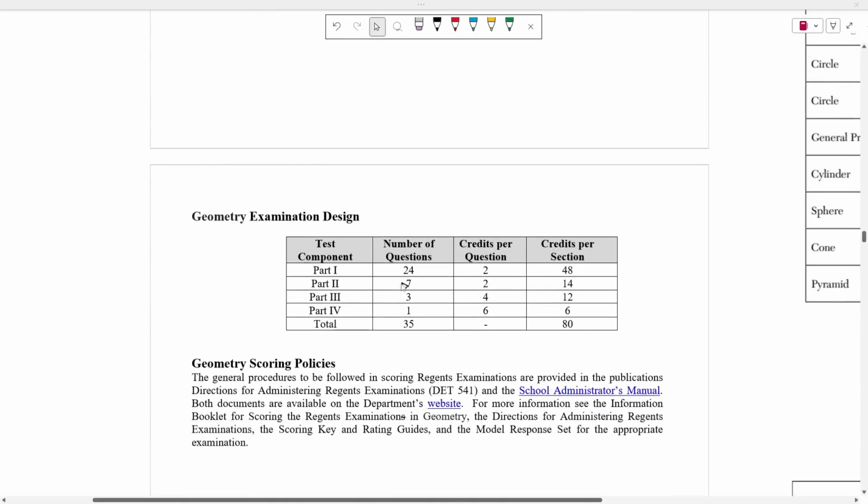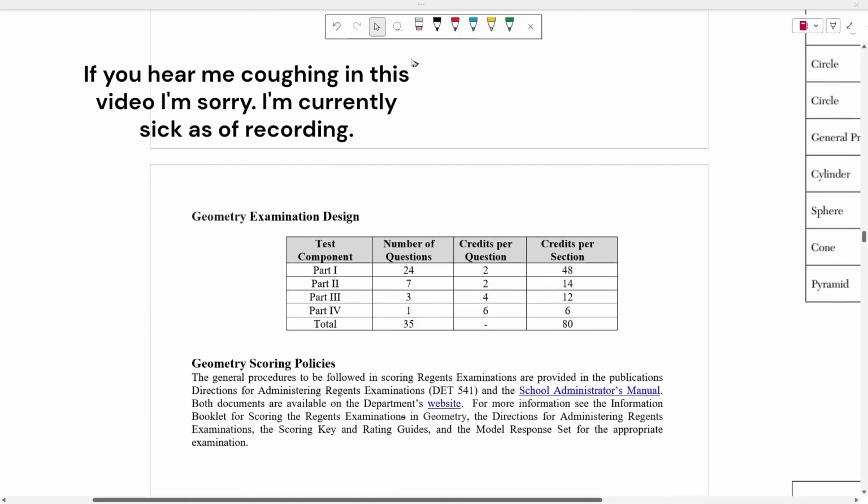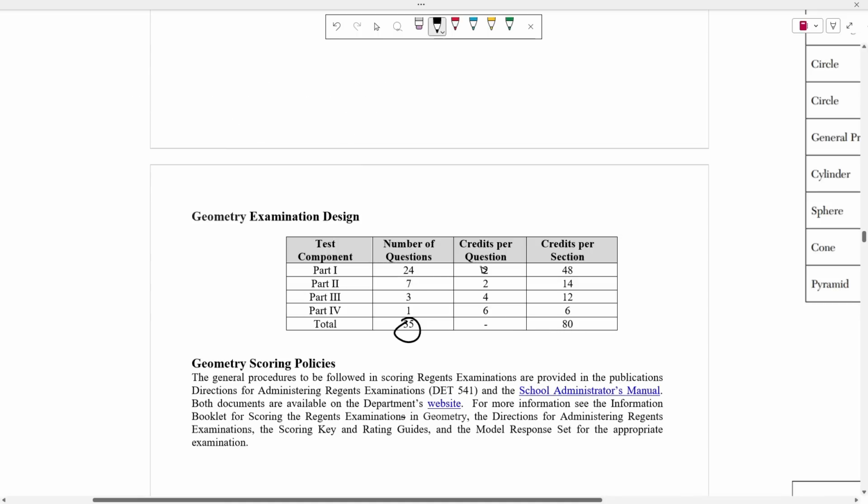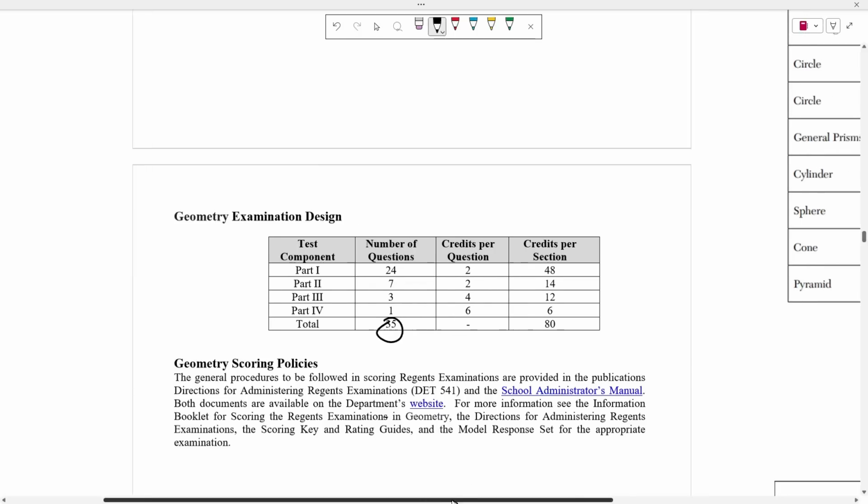Right, so in terms of what has changed for this test, the format has stayed the same. It's still going to be 35 questions in total, still 24 multiple choice questions worth 2 points, 7 short response questions worth 2 points, 3 short response questions worth 4 points, and 1 final question worth 6 points. Again, that hasn't changed. What has changed, however, is the reference tables.